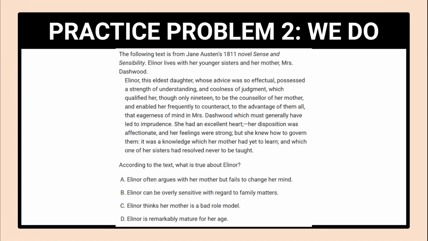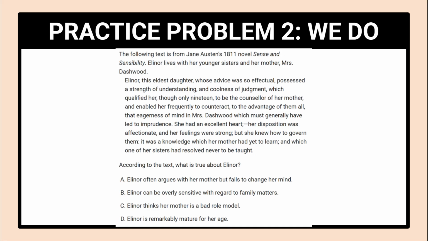Okay, the correct answer for this one is D. Now, this can be seen towards the beginning of the text. It tells us that the eldest daughter, whose advice was so effectual, possessed a strength of understanding and coolness of judgment, which qualified her, though only 19, to be the counselor of her mother. See how it's giving her age and the position she's in, how she's giving counsel to her mother because of her strength of understanding and coolness of judgment.